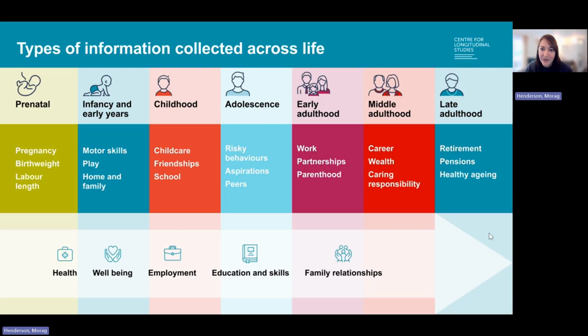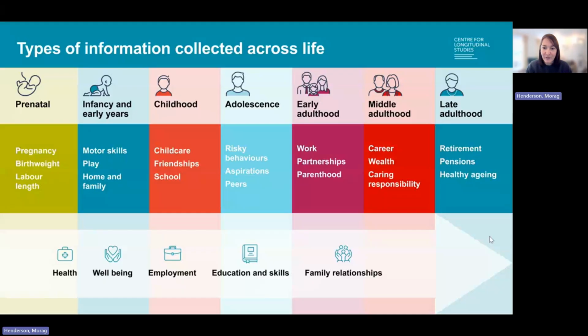And that scope of information allows us to better examine the complex interactions between those biological, psychological, health, or social factors across time. So we might be able to unpick how genetic predispositions might interact with early life environments to influence disease risk, for example.